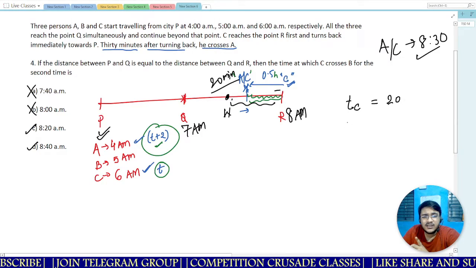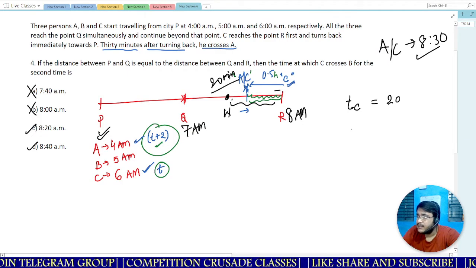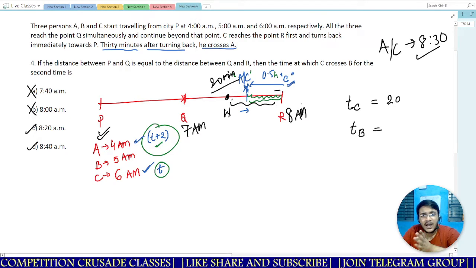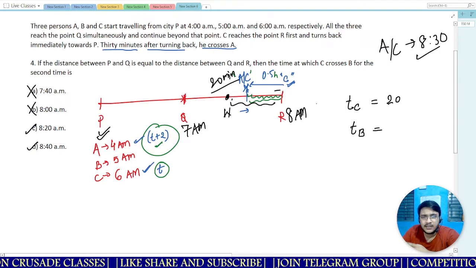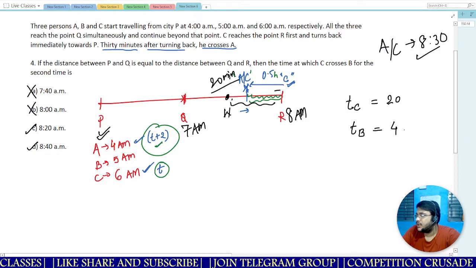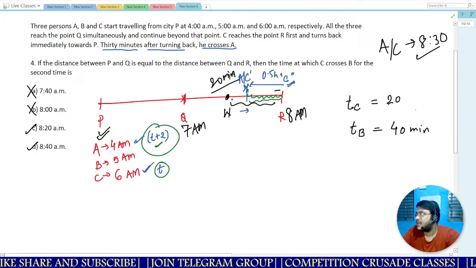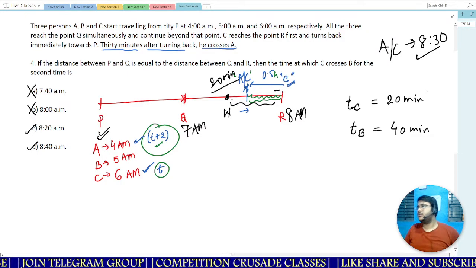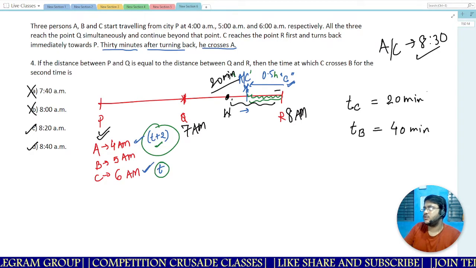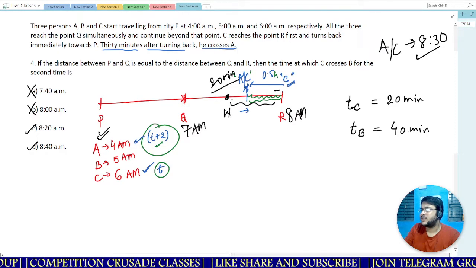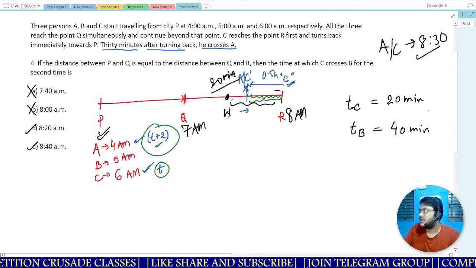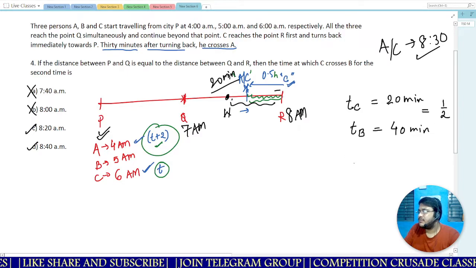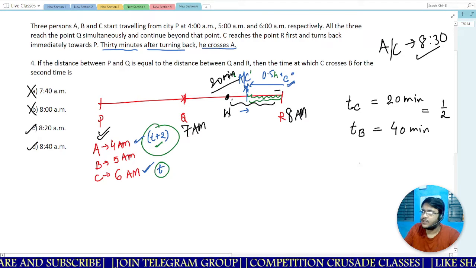And how much will be the time taken by B to cover this distance after meeting, because this distance is going to be the same, right? This will be 40 minutes. Now whether you convert it into hours or not, that's up to you. All I want right now is a ratio, and I just want to see if this ratio satisfies my equation. So this is 1:2. Time of C is to time of B is 1:2.